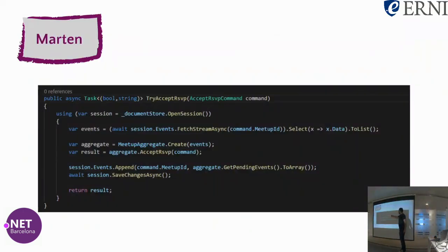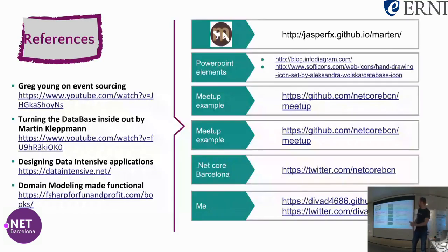This is what we do basically. We fetch the events from the database. We use our aggregate to see if we can apply the command, and then we store the pending events in the database using Marten. These are the two functions with Marten. Then we finish the transaction, and we return the results. So yeah, this is it.